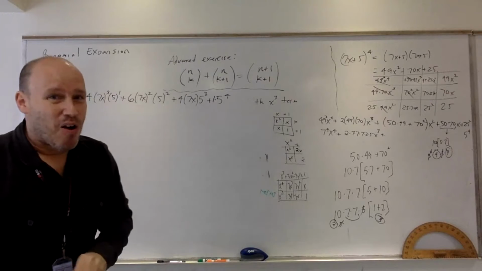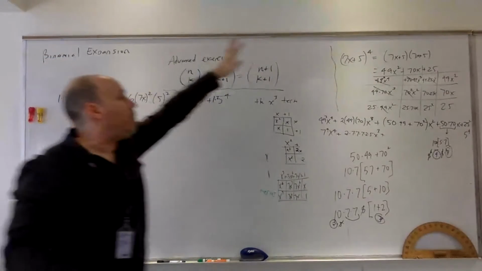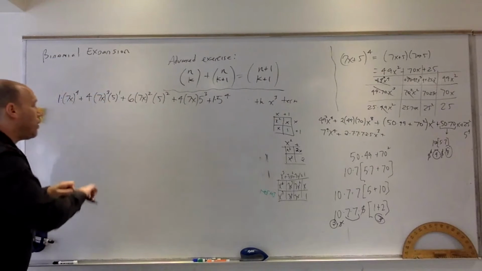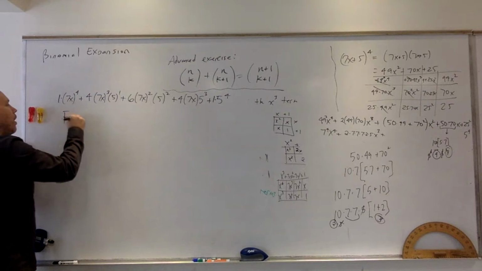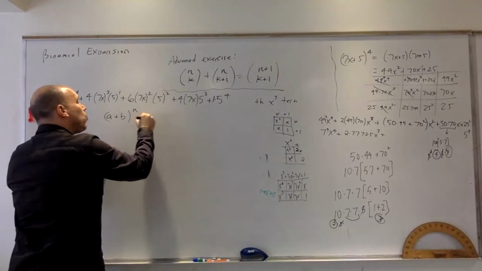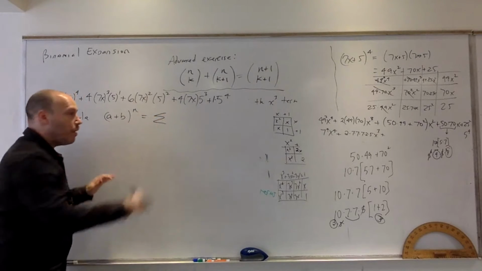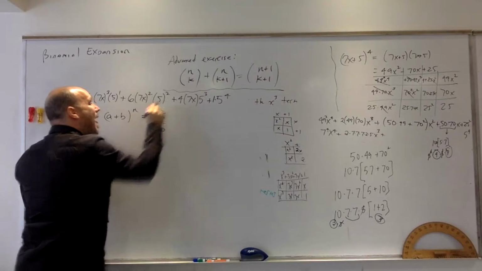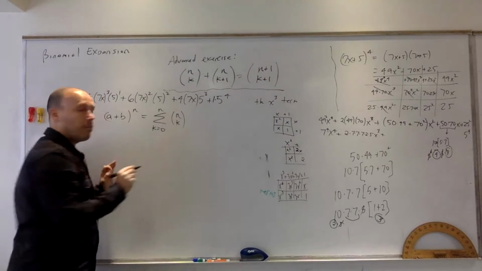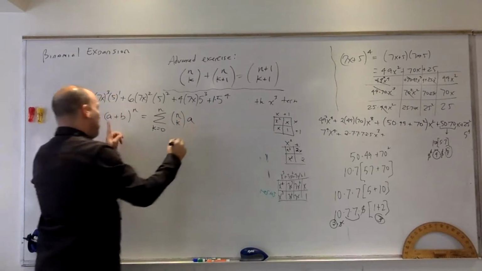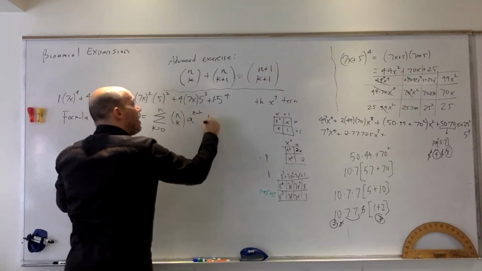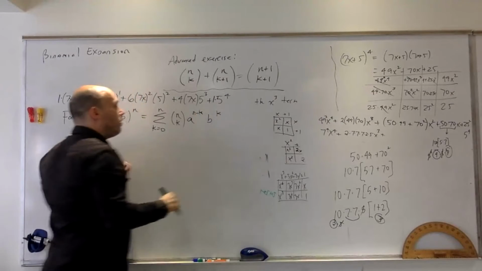So once again, I'm never going to make you do this. I'm never going to make you do that again. But the idea is, what's the formula? What is the formula for x plus a to the n? And that's equal to the summation starting from 0 up to n of n choose k, a to the n minus k, b to the k.